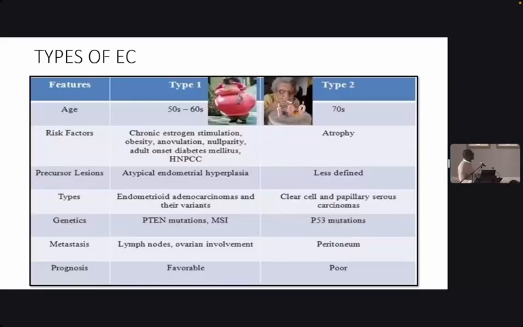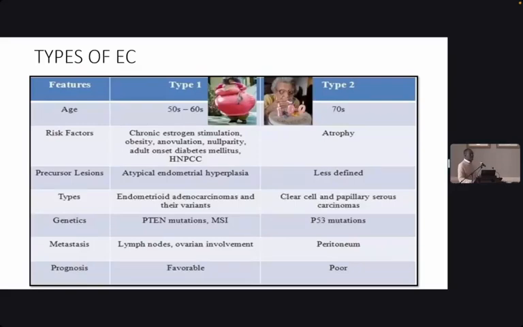So what has been happening before? I think we are all aware of this binary classification that was proposed by Bokhman, I think in 1983, that is about 41 years ago, when he came up with this dichotomous classification of endometrial cancer, being type 1 and type 2. Type 1 being the one that we commonly see in patients who are a bit younger, around 50 to 60, who are obese. And this one is mainly related to unopposed estrogen or hyperestrogenemia, and also related to some hereditary conditions like Lynch and Cowden syndrome, with a precursor lesion of endometrial hyperplasia with atypia.